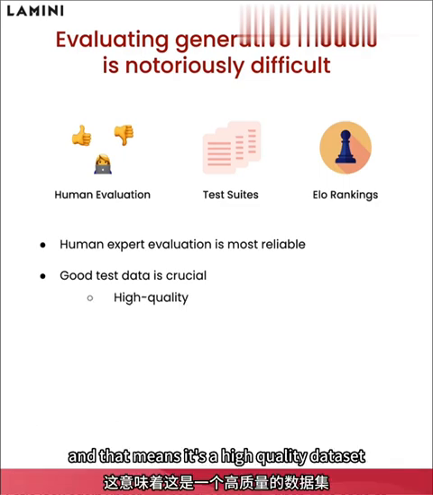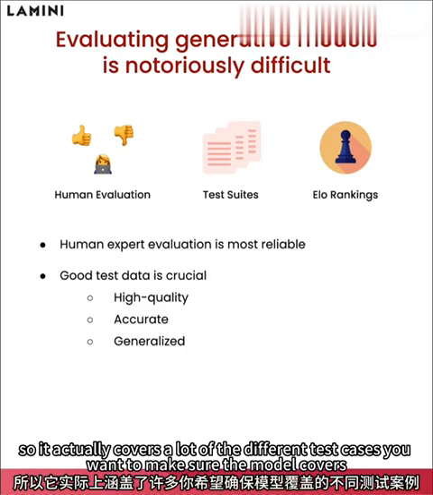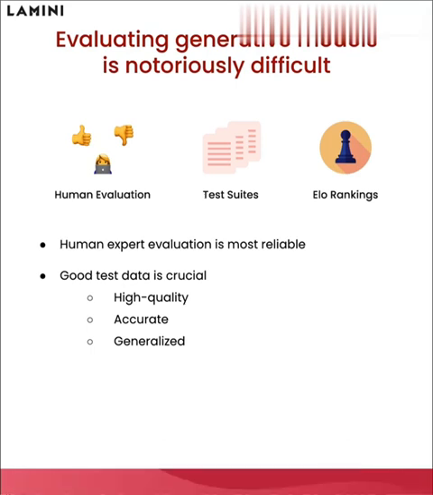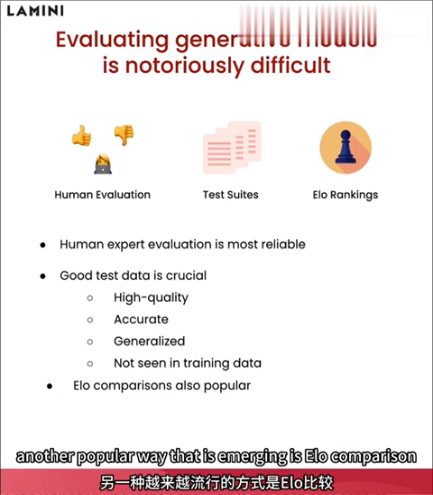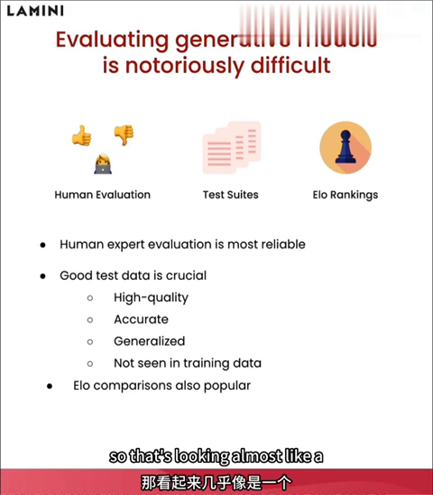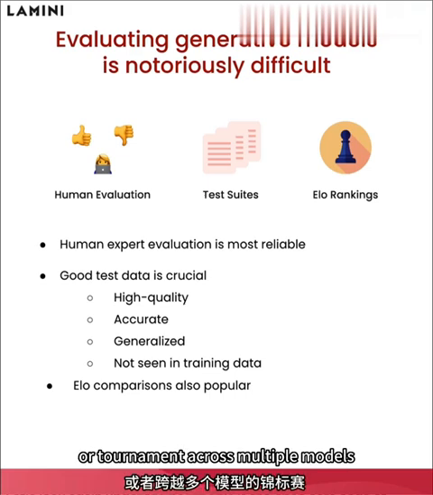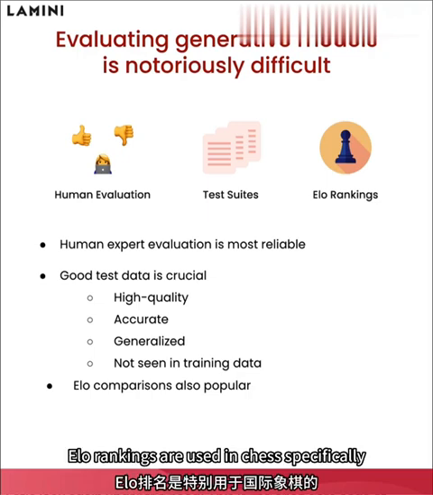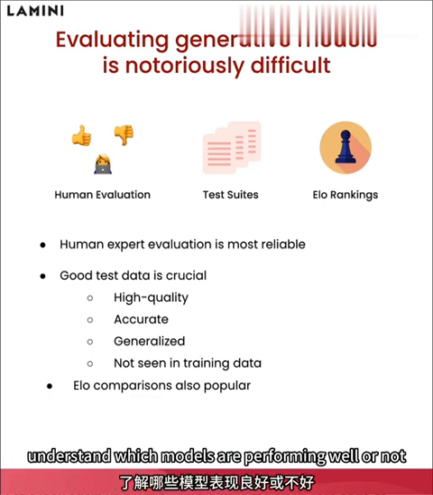And that means it's a high quality data set, it's accurate, so you've gone through it to make sure that it is accurate, is generalized, so it actually covers a lot of the different test cases you want to make sure the model covers. And of course, it can't be seen in the training data. Another popular way that is emerging is ELO comparison, so that's looking almost like an A/B test between multiple models or tournament across multiple models. ELO rankings are used in chess specifically, and so this is one way of also being able to understand which models are performing well or not.